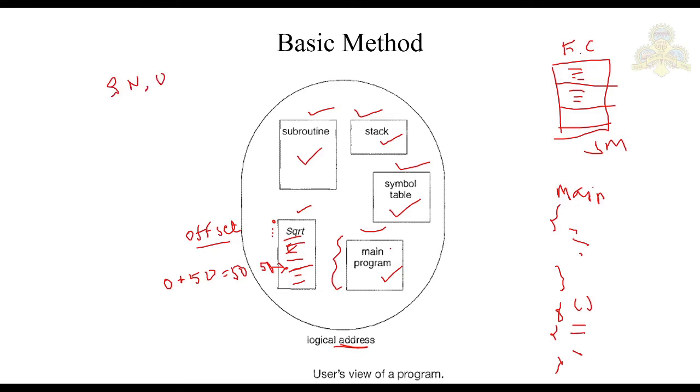Like segment number, suppose this is 01, 02, 03, something like this. If I want to access this particular segment's, say, fifth instruction, I have to give the segment number and the offset. Then the user program is compiled, and the compiler automatically constructs these segments reflecting your input program.